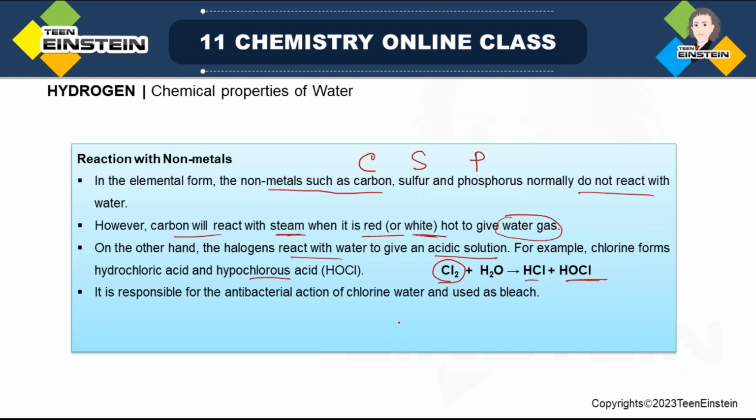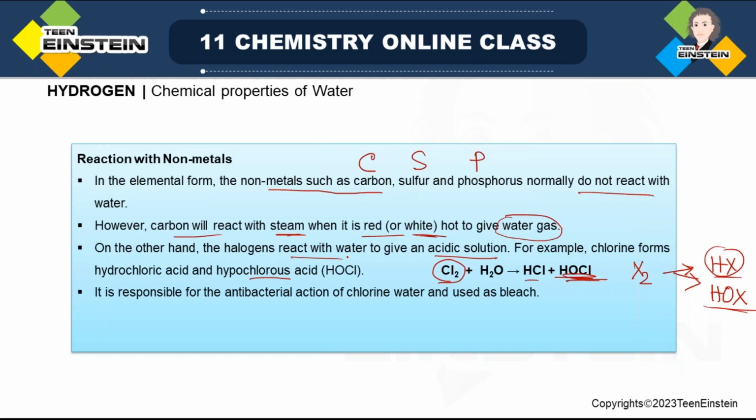If we write in general, suppose I am writing X2 plus H2O, then it will produce HX and HOX. HOX is similar to HOCl and HX is HCl. So this is hydrochloric acid, but if we consider HX in general, it is hydrohalic acid. And if we consider the general form HOX, it is hydrohalous acid. But as we have taken chlorine, the names we use are hydrochloric acid, HCl, and hypochlorous acid, HOCl.